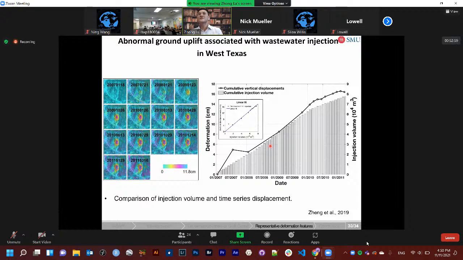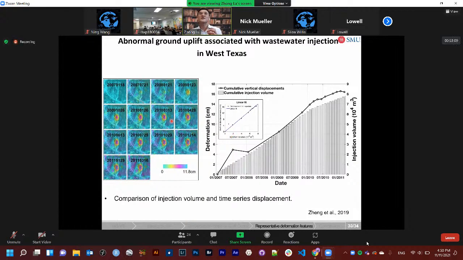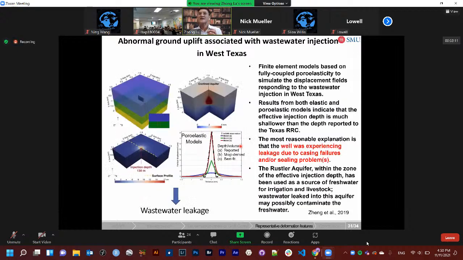So now we see this, but when you look at the deformation detail, she's puzzled. That is the observed deformation here. The spatial extent cannot be explained by the amount of volume and the depth. The reported depth is 1 kilometer, but you can apply an elastic model.